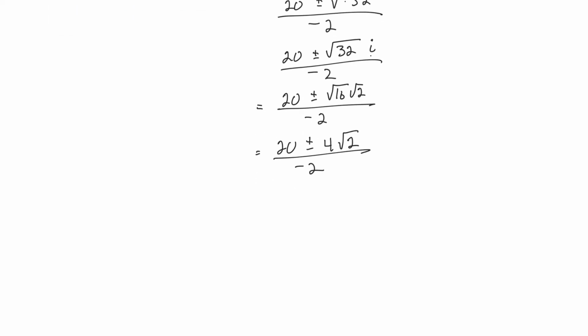Almost done. And lastly, it'll be 20 over a negative 2 plus or minus 4 root 2 over a negative 2. So 20 divided by negative 2 would be a negative 10, plus or minus 4 divided by negative 2 would be a negative, but you already have a plus or minus there, so it would just switch both of them. So you would just write it as 2 root 2. So 4 divided by the 2 there is just a 2, and you just leave the plus or minus.